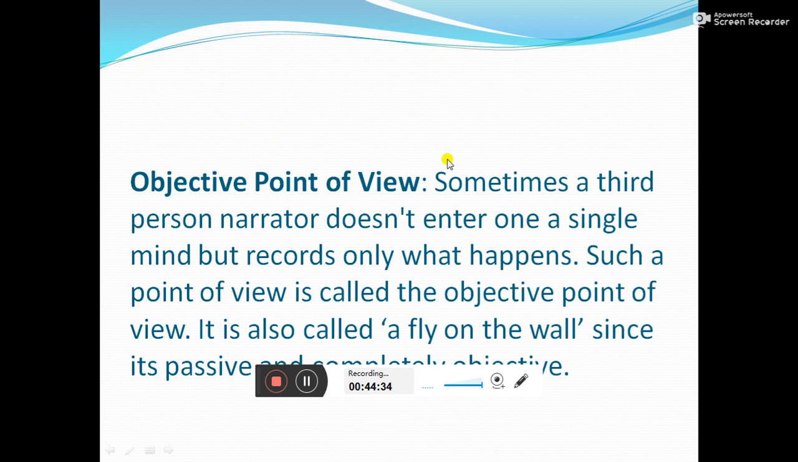The next type is the objective point of view. As the name suggests, sometimes a third person narrator doesn't enter even a single mind, but records only what happens. Try to understand this: like a camera, right? It is also called a camera.